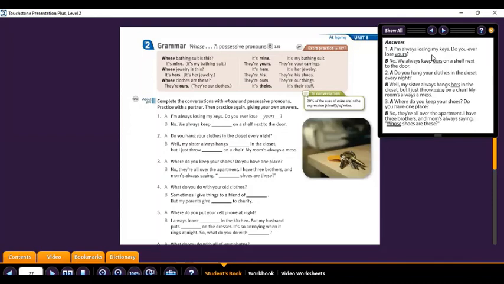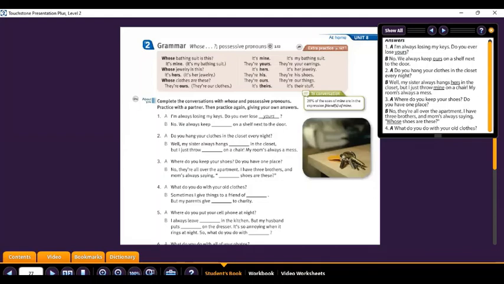Number 4, Elizabeth, again. What do you do with your old clothes? Sometimes I give things to a friend of mine. A friend of mine.